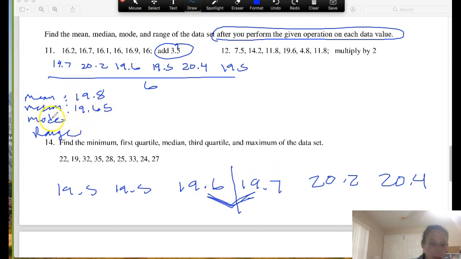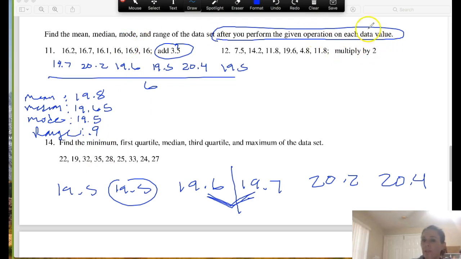Okay. All right, the mode is the number that occurs the most. Look at the number that occurs the most. 19.5 occurs twice. Nothing else occurs twice, so that's going to be your mode. And your range is the difference between the smallest and the largest. So I'm just going to go 20.4 and subtract off 19.5, and that difference is 0.9. And you can have a 0 there if you want, 0.9. All right, so there it is for this one.